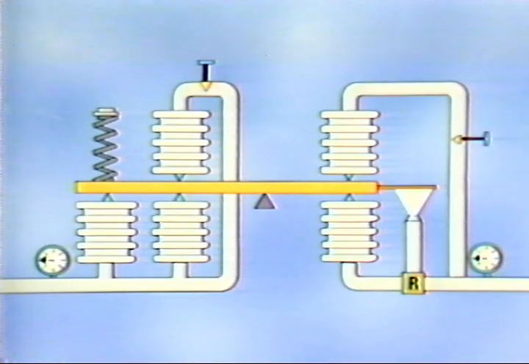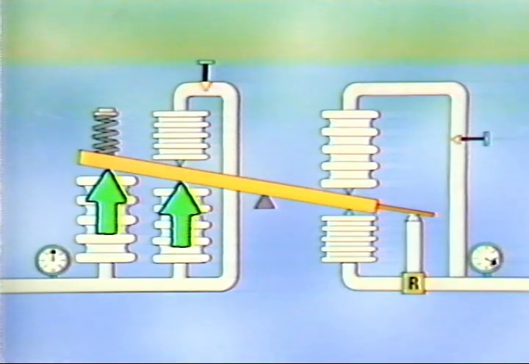Now, to show how this controller provides proportional plus reset plus rate control, let's look at how it reacts to an increase in input. Both the input bellows and the lower rate bellows expand. Since the lower rate bellows is closer to the pivot than the input bellows, the beam pivots sharply, moving the flapper closer to the nozzle. When this happens, the controller's output is immediately boosted to stop the process variable from changing. This is the controller's rate action.